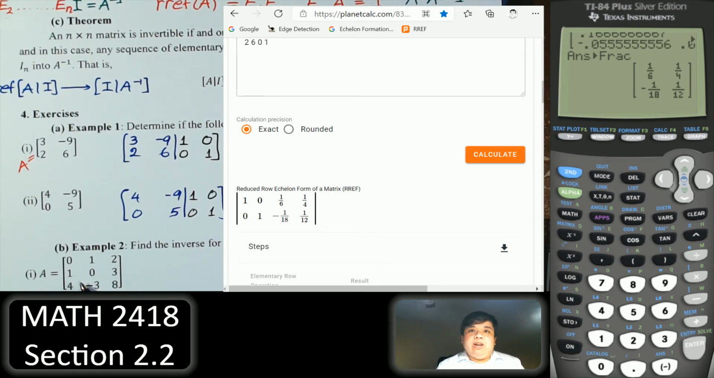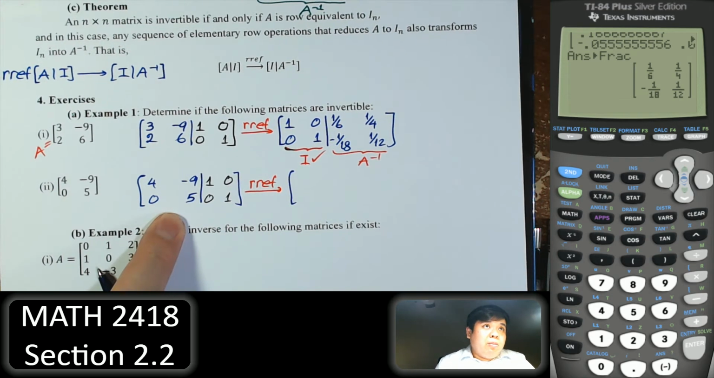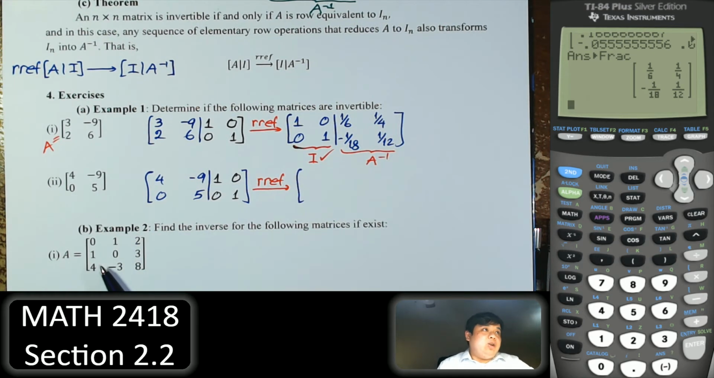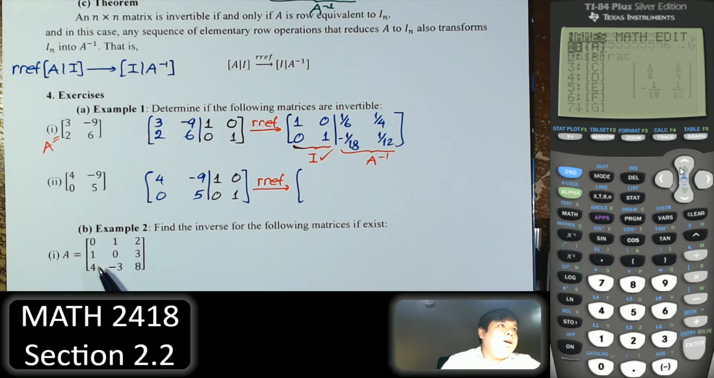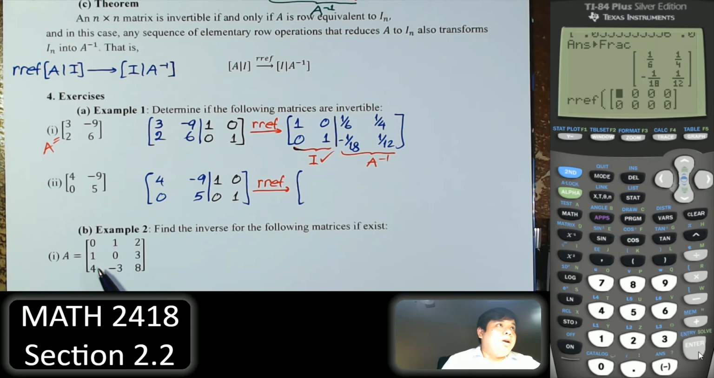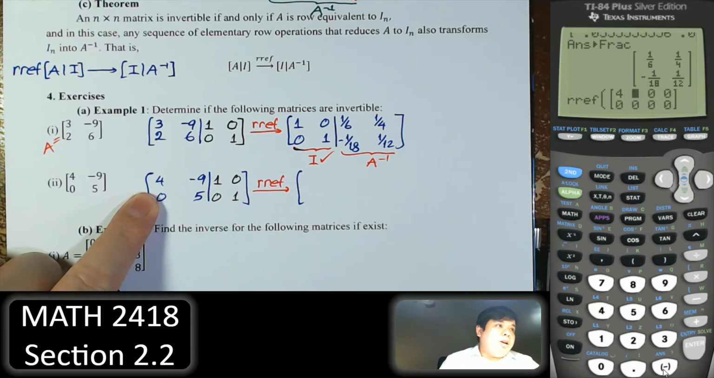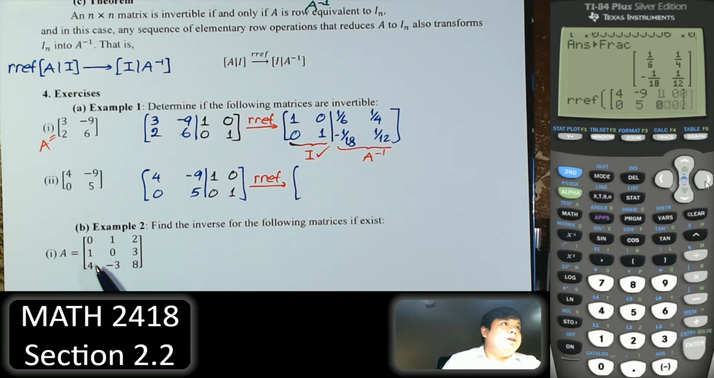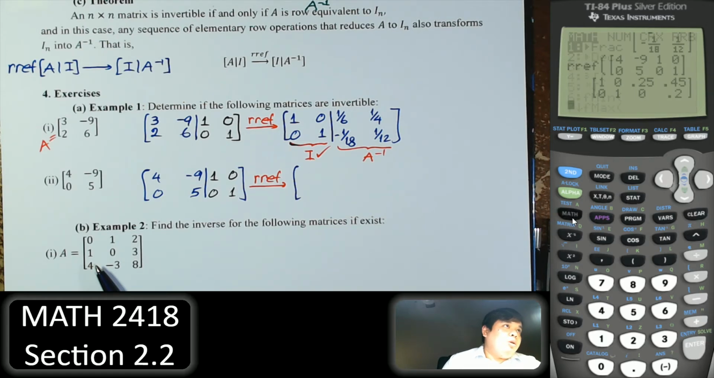Alright, let's use the calculator this time. Alright, so write the matrix itself and the identity matrix, and then do reduced row echelon form. This is 2 rows but 4 columns. Right, 4, -9, 1, 0, 0, 0, oops, 5, 1, and convert this to fraction.